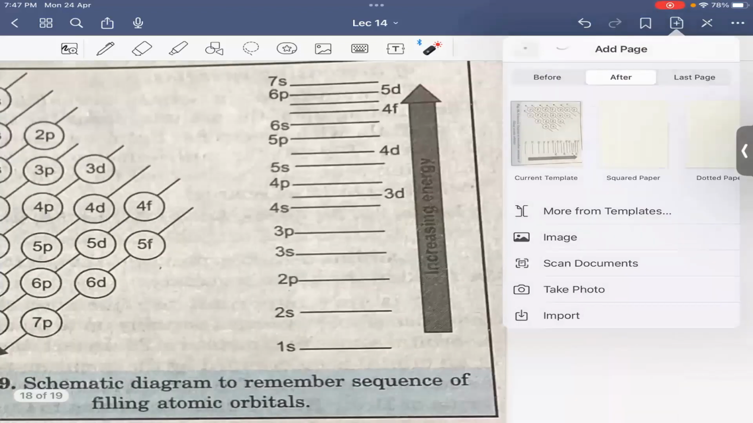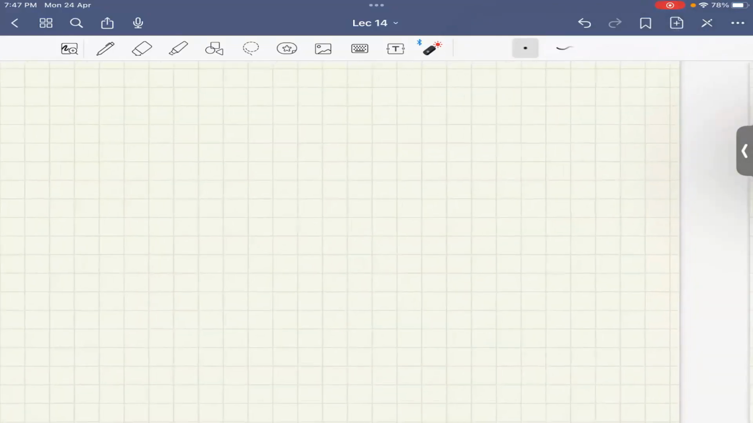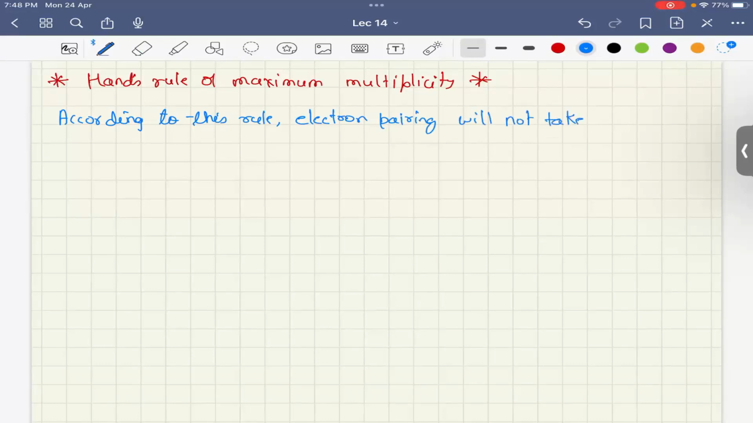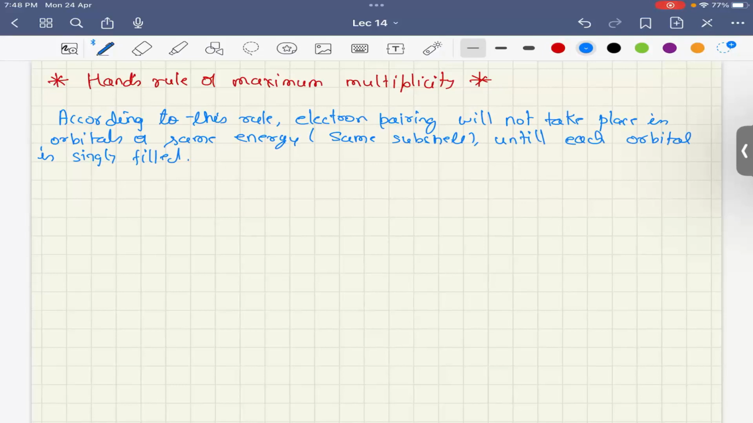So the next is Hund's rule of maximum multiplicity. What does this rule tell us? According to this rule, electron pairing will not take place in the orbitals of the same energy, that is the same subshell, until each orbital is singly filled. So this suggests that it is more difficult for an electron to enter an orbital which already has an electron than to enter an unoccupied orbital of the same energy.